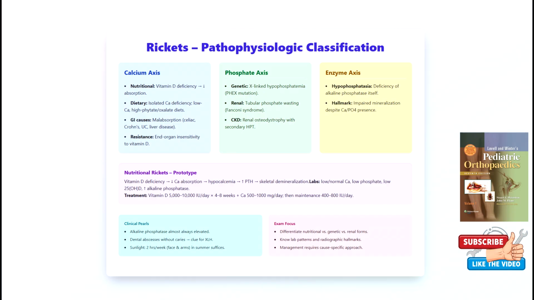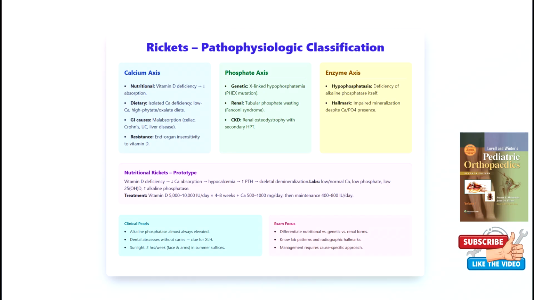Now, let us first complete our discussion of nutritional rickets, because it is the historical prototype. We know that vitamin D deficiency is the principal cause. Without vitamin D, calcium absorption in the gut fails, serum calcium falls, parathyroid hormone rises, and the skeleton is robbed of its mineral supply. But the story is a little more nuanced.